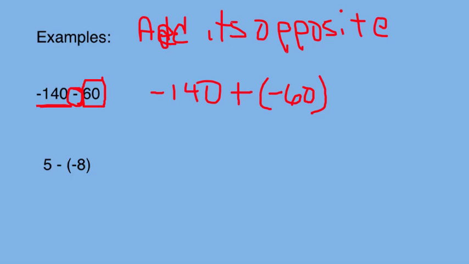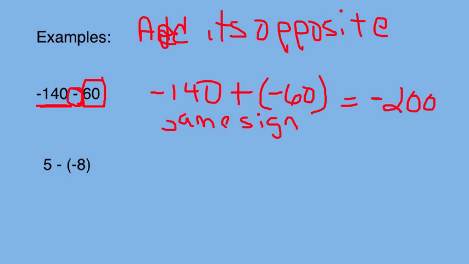Oh, look, I now have an addition problem of same sign. So I'm just going to add these two numbers and keep the sign. So when I add these two numbers, I get 200. Well, they're both negative, so I have -200. Okay? Well, let's look at the next example.